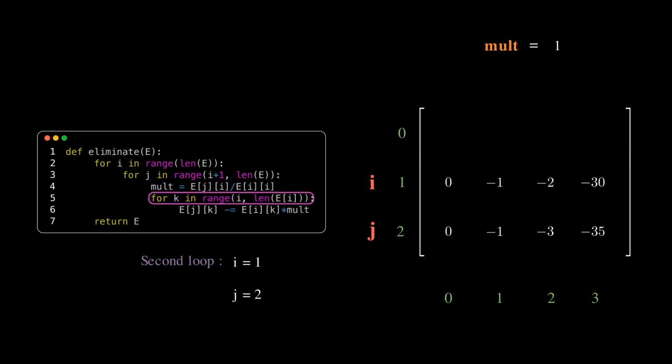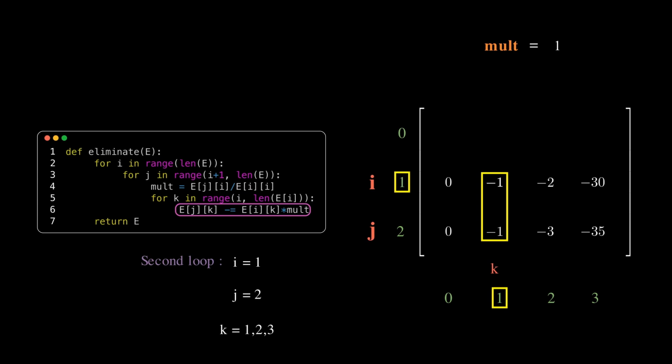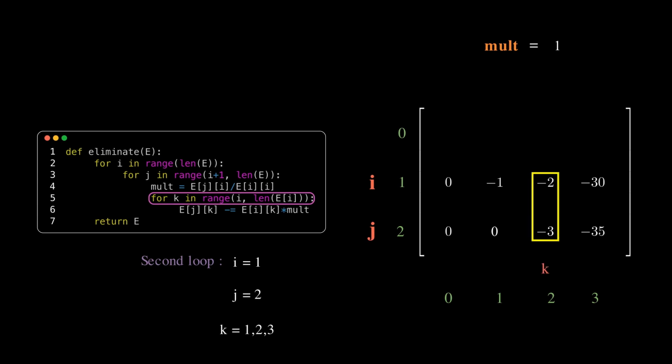The k loop will perform operations on the third row. Remember that the value of k will range from I to len ei, as I equal to 1, so the value of k will range from 1 to 3. At first, k equal to 1, so we'll multiply eik, which is e11, by the multiplier constant, and subtract it from ejk, which is e21. On solving, the second element of the third row gets eliminated. These same operations will be repeated on the remaining elements.